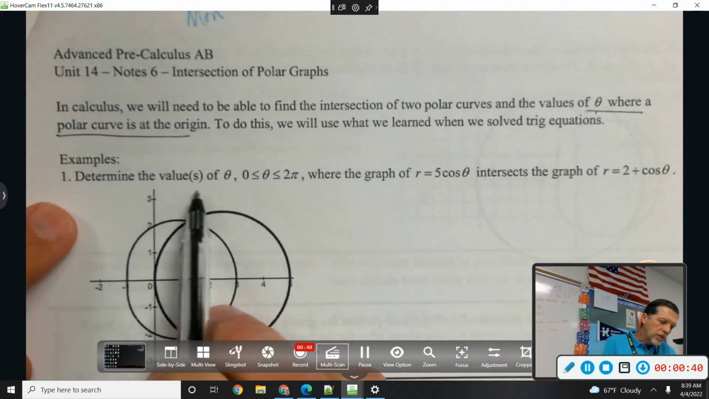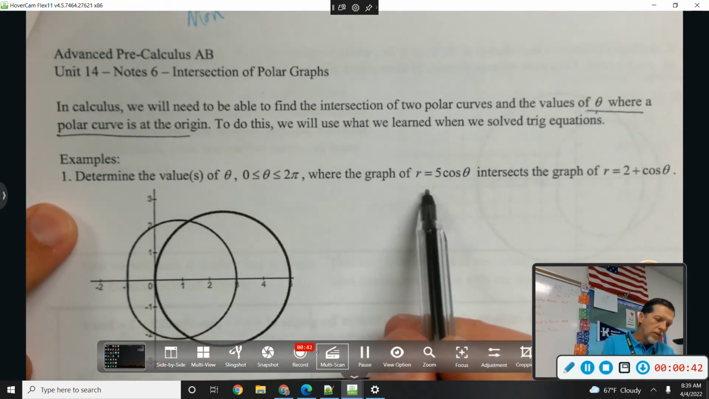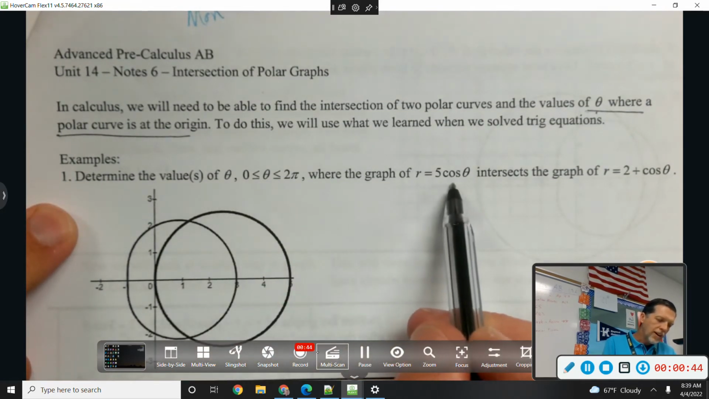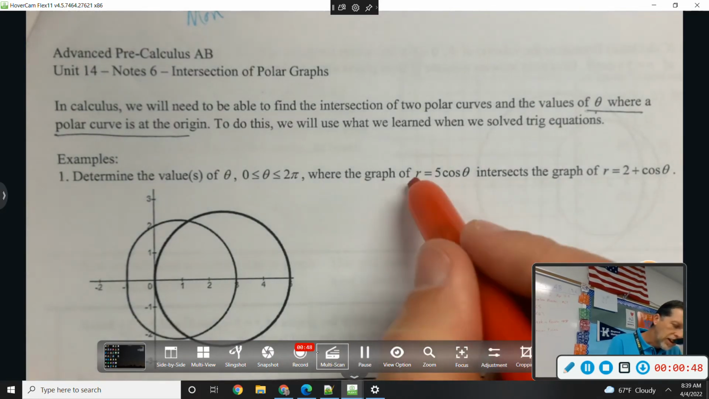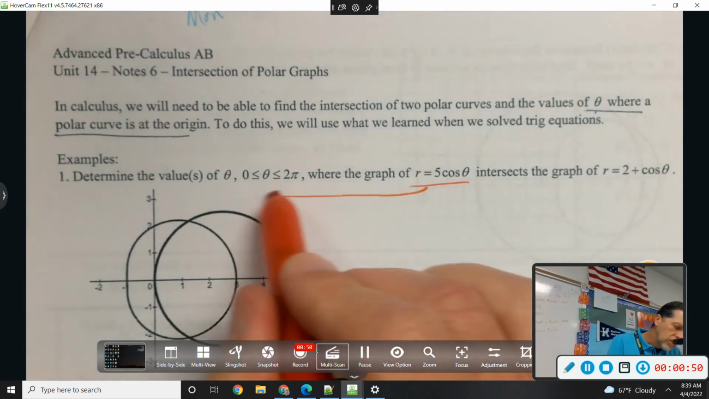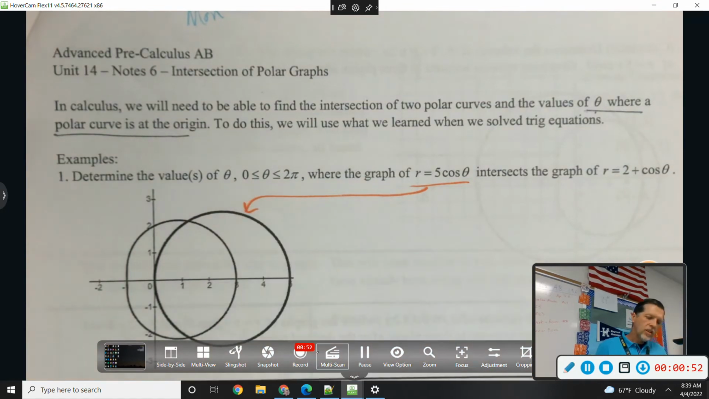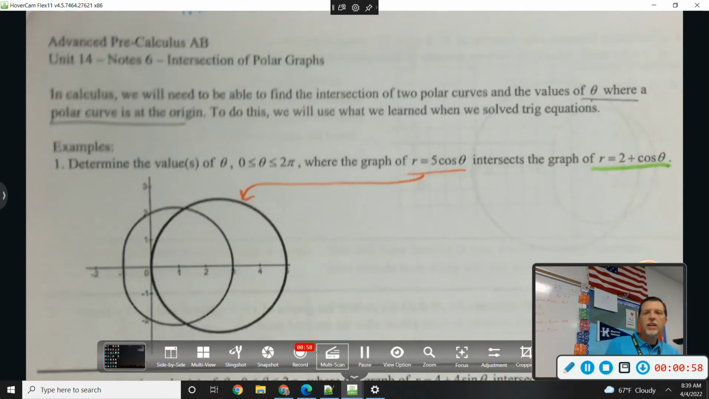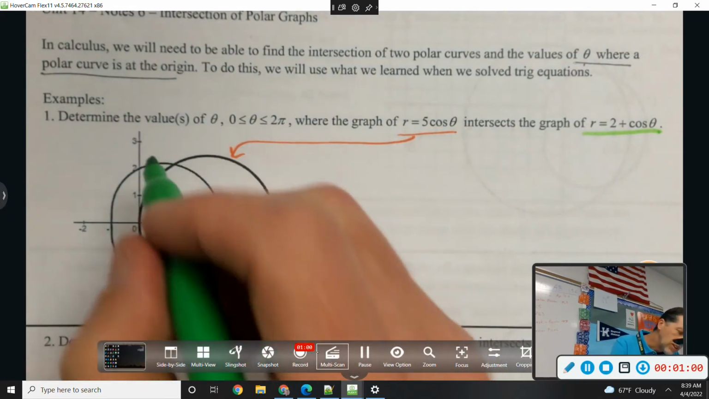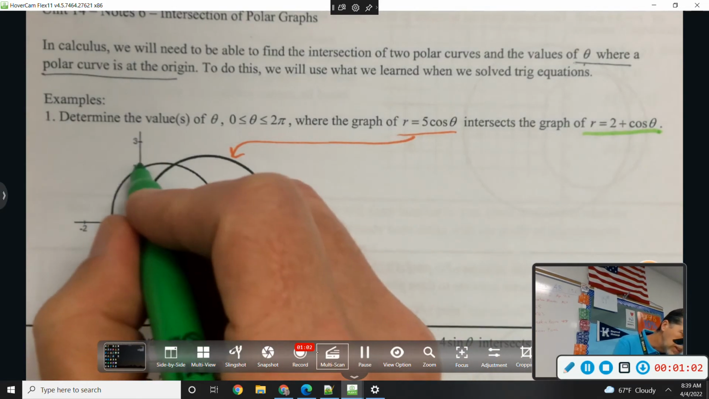All right, determine the values of theta where the graph of r equals 5 cosine theta, so let's see, that would be a circle in the x direction, intersect with the graph of r equals 2 plus cosine theta. That would be a limacon. So that would be this curve.